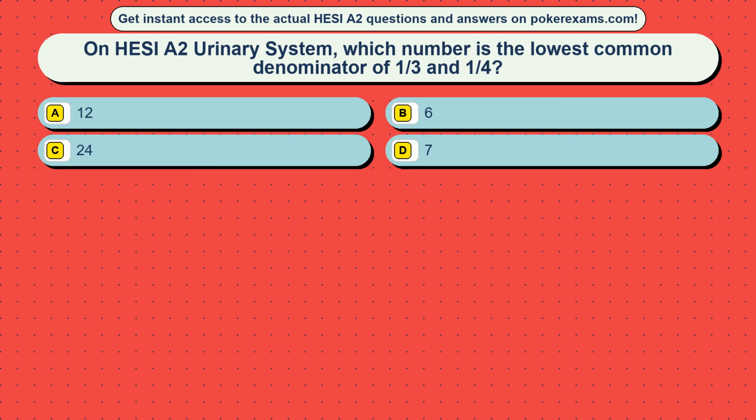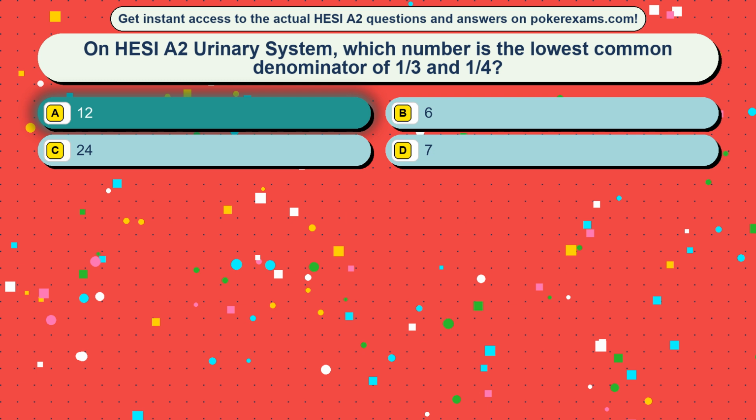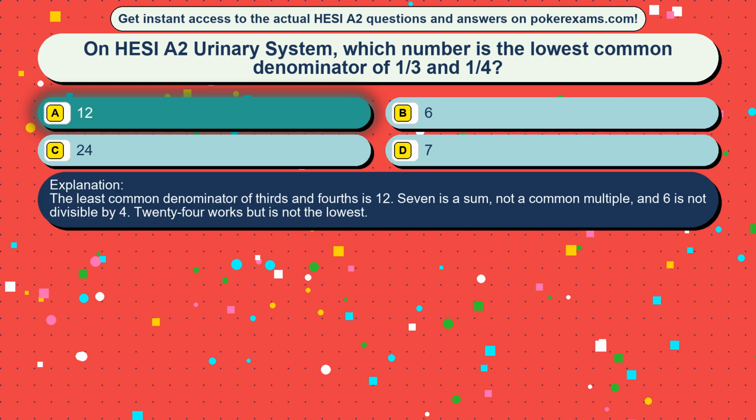Question 34. On HESI A2 urinary system, which number is the lowest common denominator of 1/3 and 1/4? Option A, 12. Option B, 6. Option C, 24. Option D, 7. The correct answer is option A, 12. The least common denominator of thirds and fourths is 12. 7 is a sum, not a common multiple, and 6 is not divisible by 4. 24 works but is not the lowest.